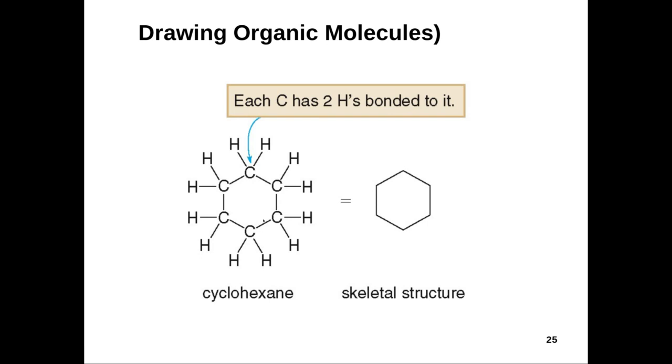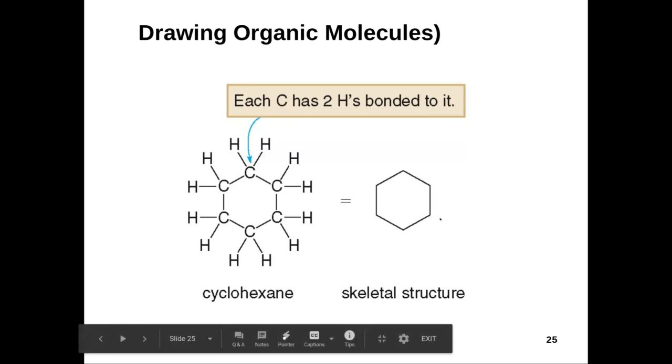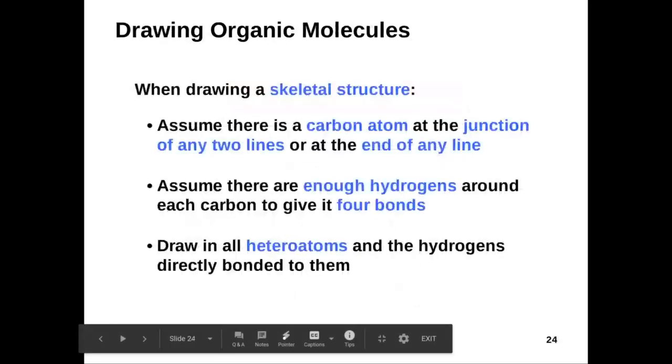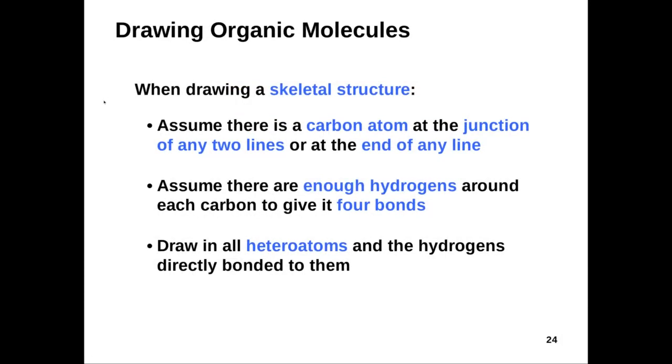So again, these two are functionally equivalent. This apex here is equivalent to this carbon here. This one is equivalent to here, here to here, and so on and so forth. So much faster way of drawing. You don't have to draw all the hydrogens or carbons. You just do a bunch of lines, which is kind of nice. So back to the slide.